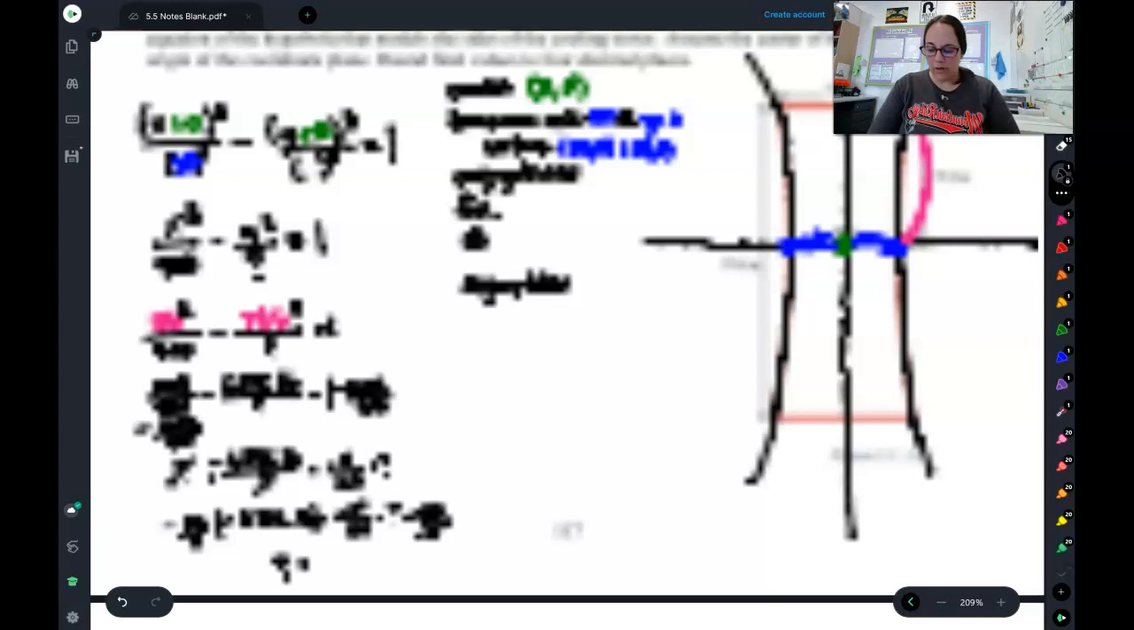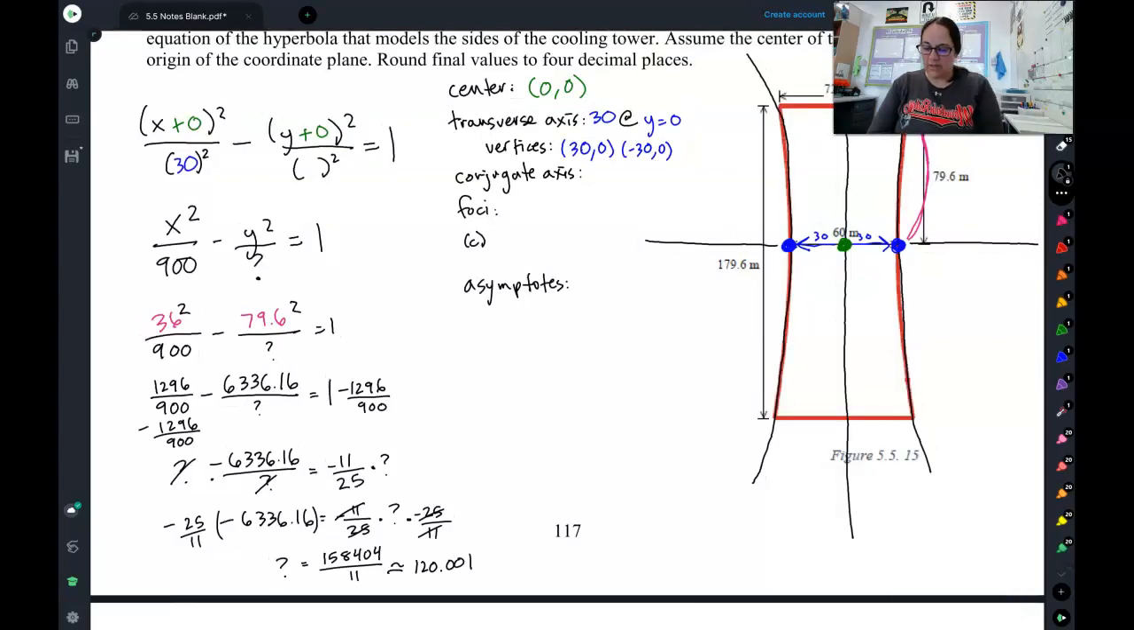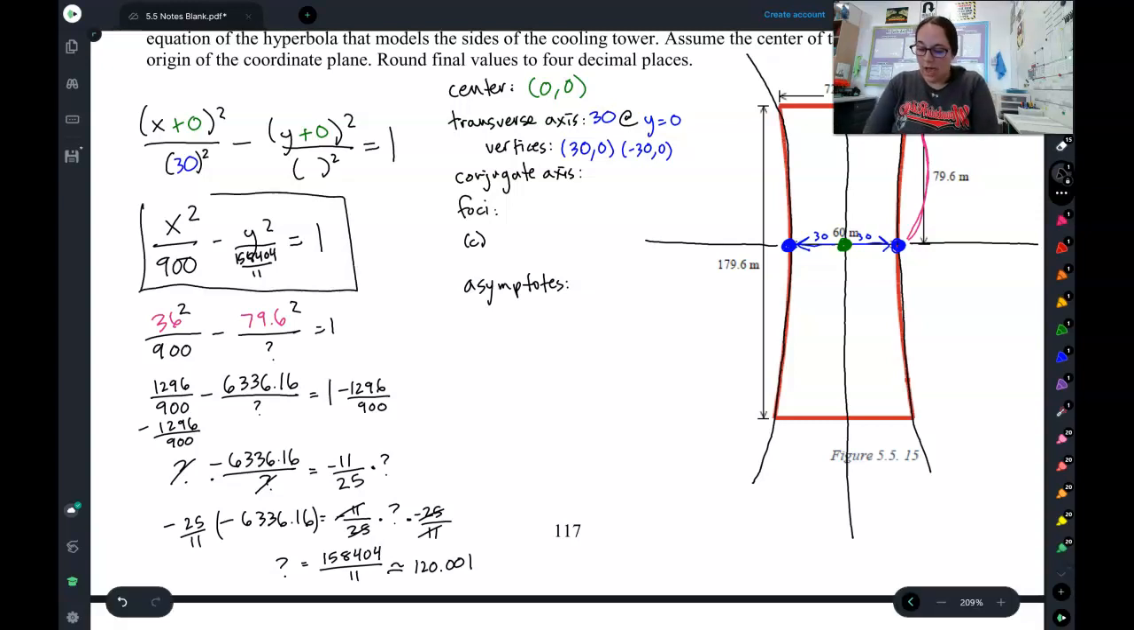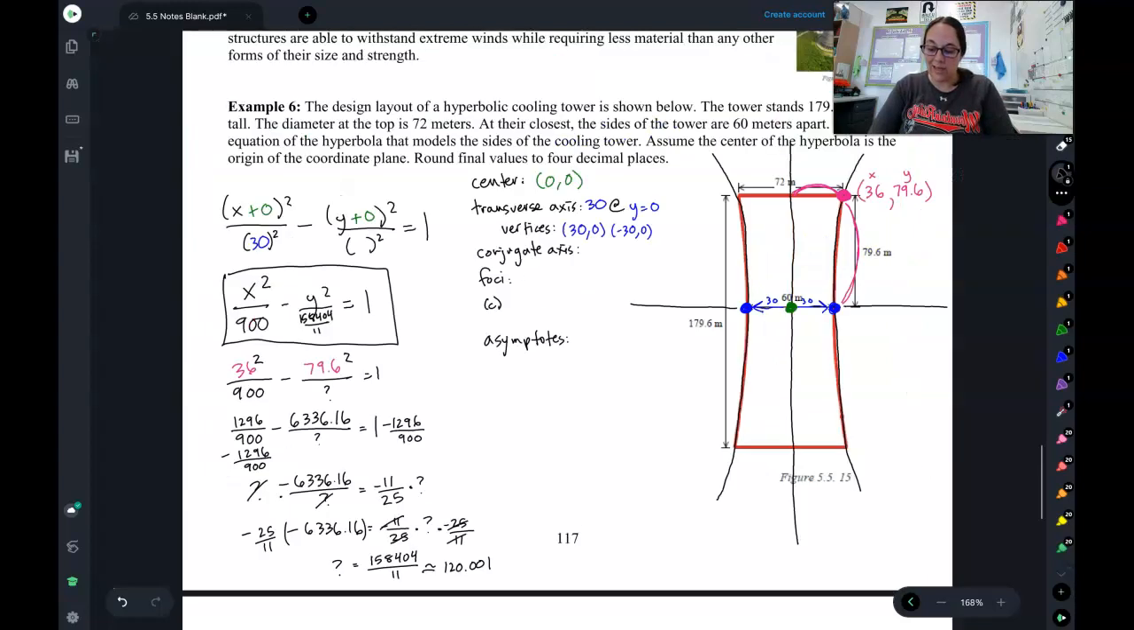So I'm going to use my exact answer because that's what I like to use. Try to be more exact in my answers. Come here, erase. There you go. So that means this is 158,404 over 11. That's my question mark that I solved for. And at this point, you are technically done.